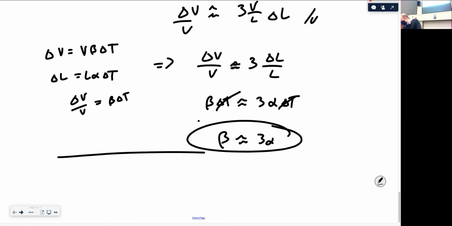Okay, next question. So hopefully I've convinced you that this is going to come up a lot. I'm going to give you an alpha, you're going to need a beta. I'm going to give you a beta, you're going to need alpha. All you have to do is multiply by 3. And here's another hint. There's a question on a homework coming up that's going to ask you for the area expansion. Guess what the area expansion coefficient is compared to alpha? It's 2 times alpha. It's exactly that simple. For exactly the same reasons. You can go through the same logic.